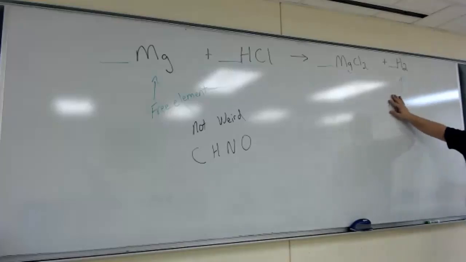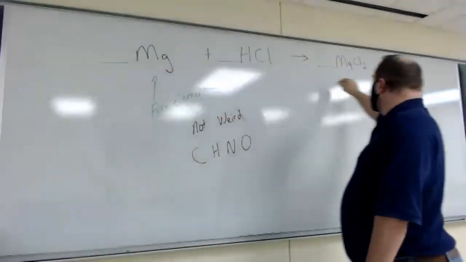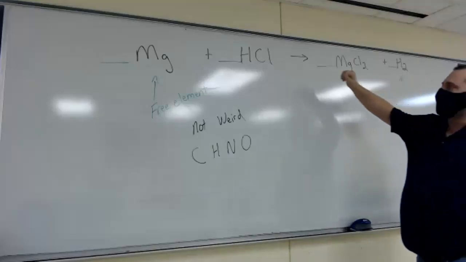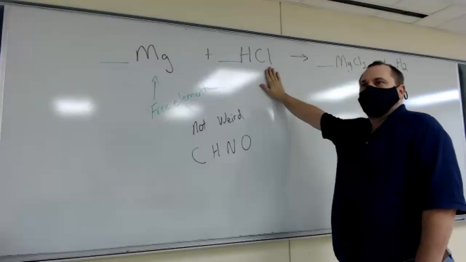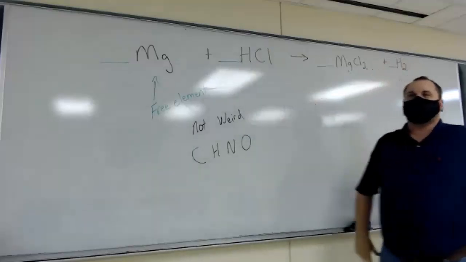So if I'm looking at this and trying to decide where to start, magnesium and hydrogen are free elements. I probably want to save those for last. So I'm probably going to jump on the chlorine first. It's not a free element and it's weird. Maybe I'll do the magnesium next, but I'd like to save that hydrogen for last.